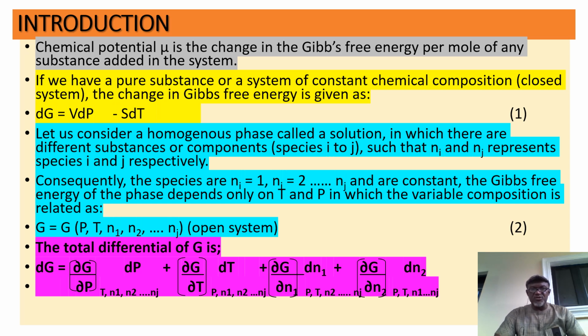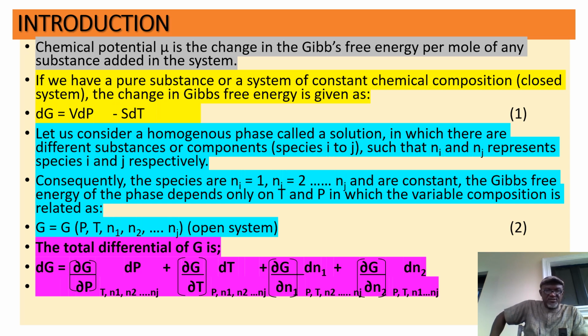Now let us consider a homogeneous phase called a solution, in which there are different substances or components, species I to J, such that Ni and Nj represent species I and J respectively. Consequently, the mole numbers N1, N2, 1, 2, 3, up to Nj are constant. The Gibbs free energy of the phase depends on temperature and pressure, in which the variable composition is related as given below for an open system. Now, the total differential of that equation will be what we have down there.